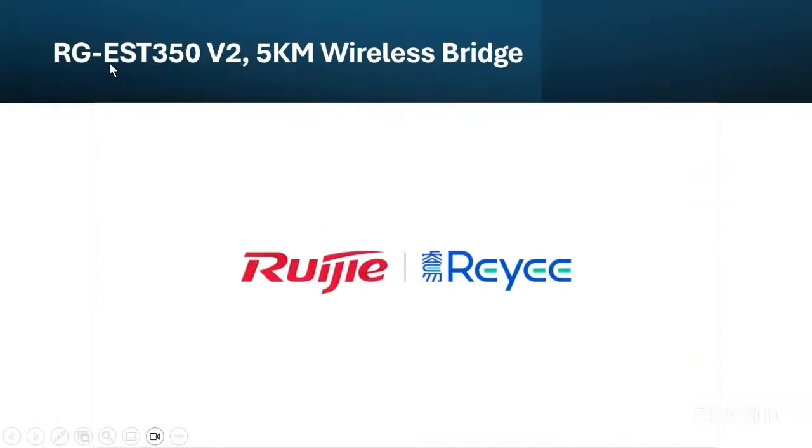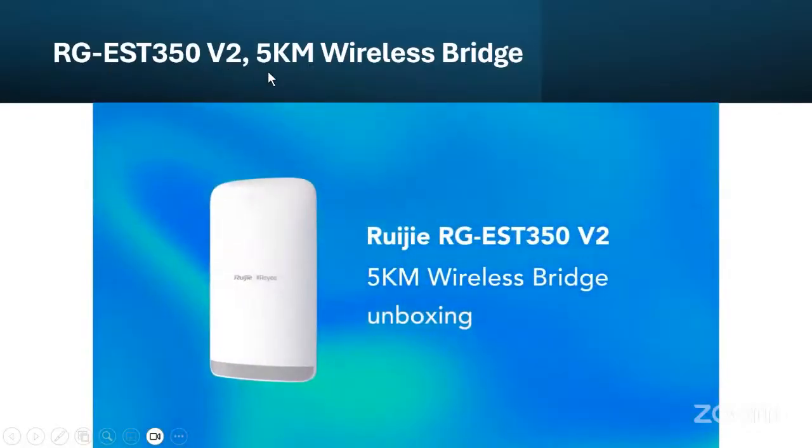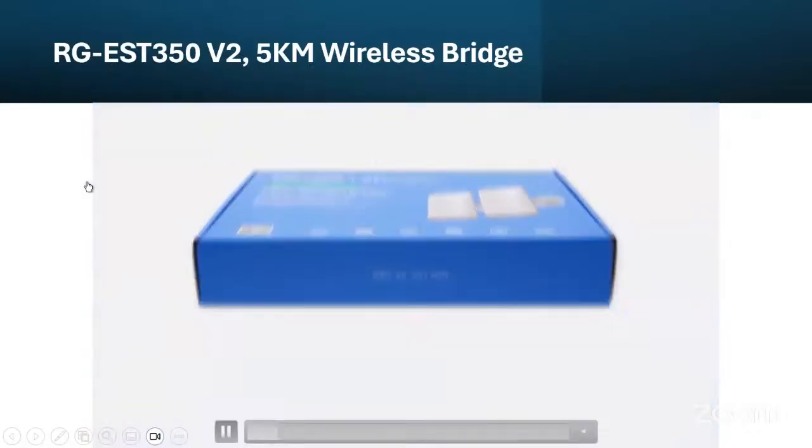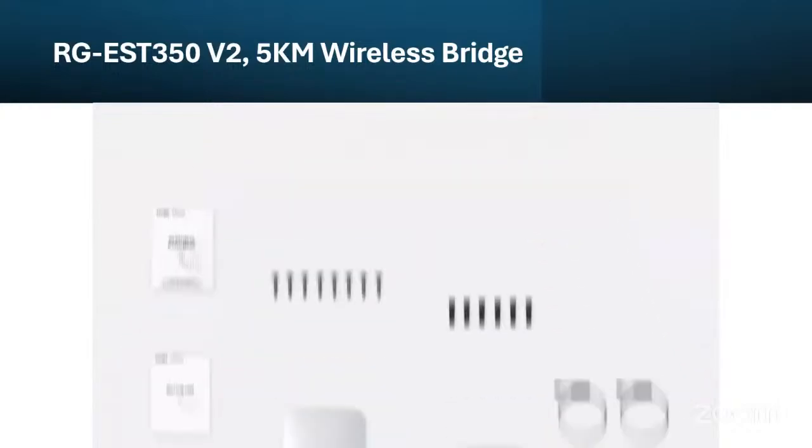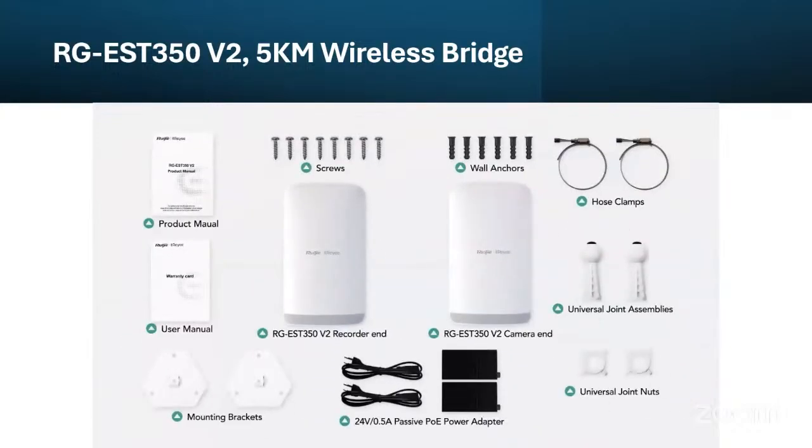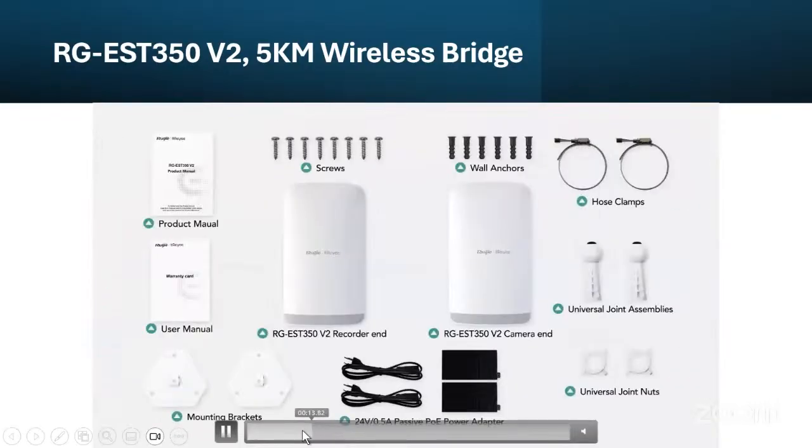This is the unboxing of this device, the RG-ES D352. This is a very affordable model, very good quality, 3 years warranty. We can see the package content here with the mounting bracket, screws, hooks, clamps, etc. It also includes the passive PoE power adapter. All of this is the package content.